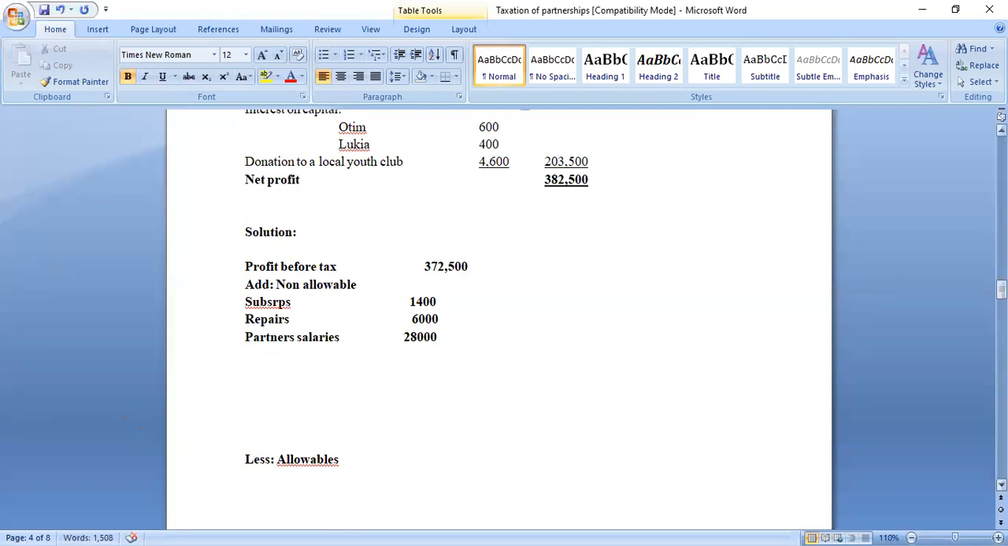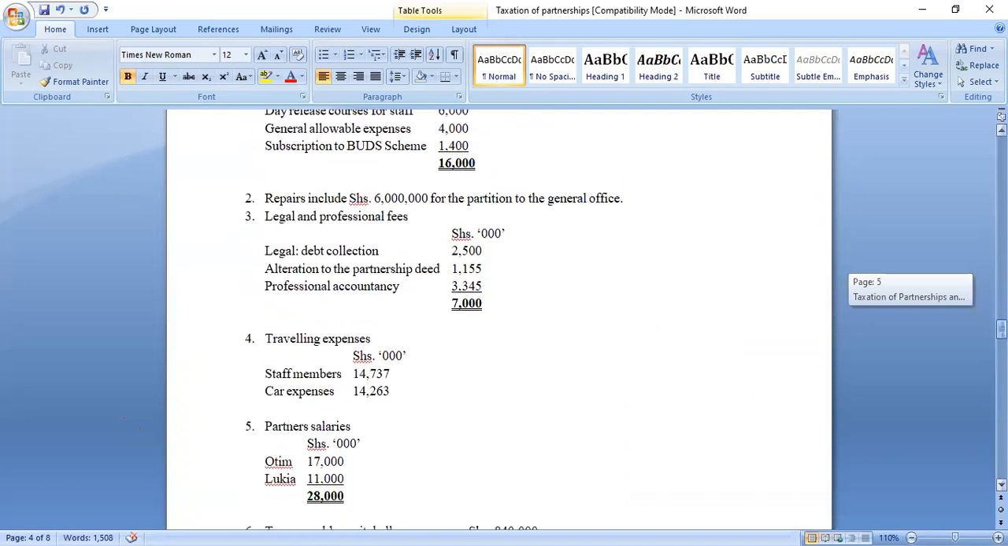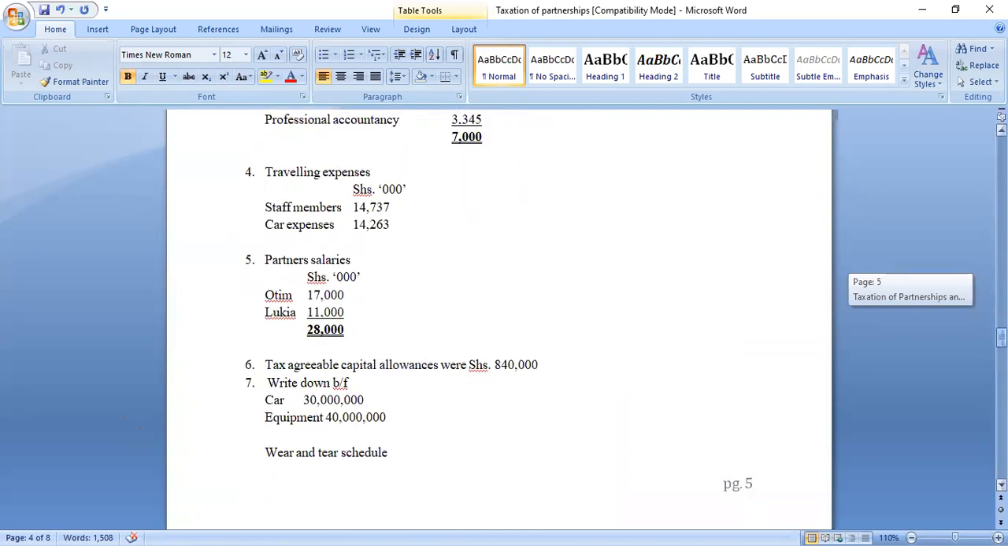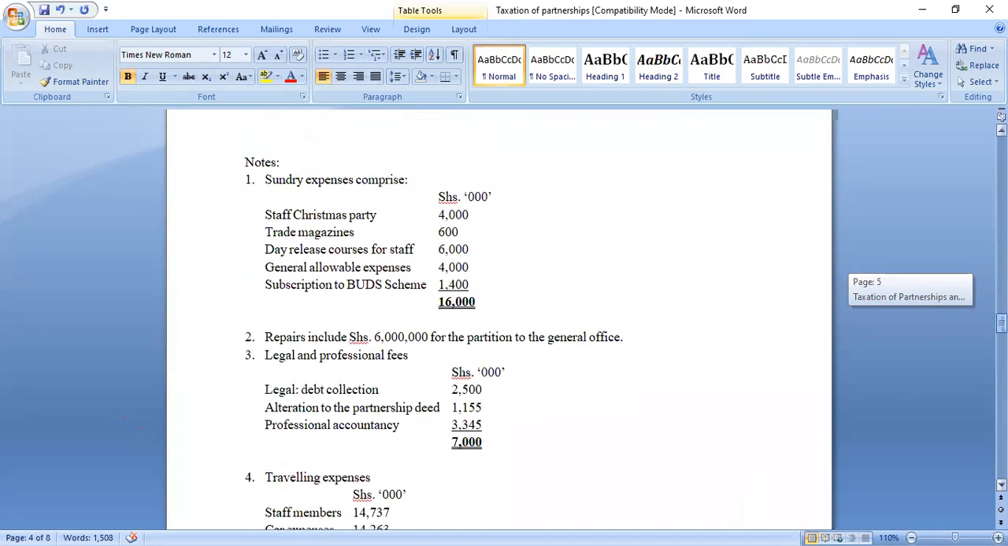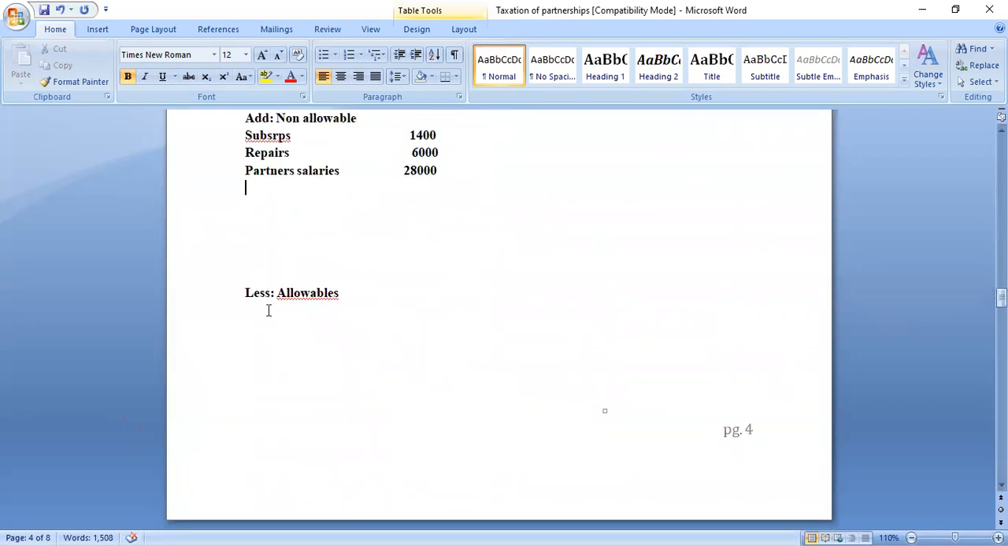Right, then you continue. What else do you have? Then you have a tax-allowable capital allowance of 840. So it's allowed, so you come and put it here. Capital allowance. I hope you're covered because I'm being fast, but because you have been around, you know what you're doing. Allowance.